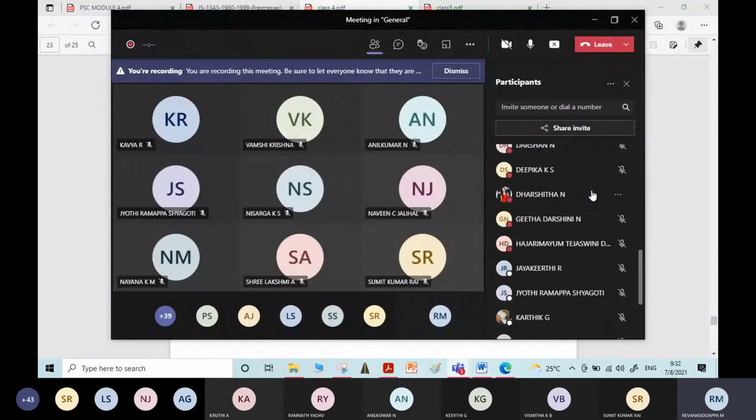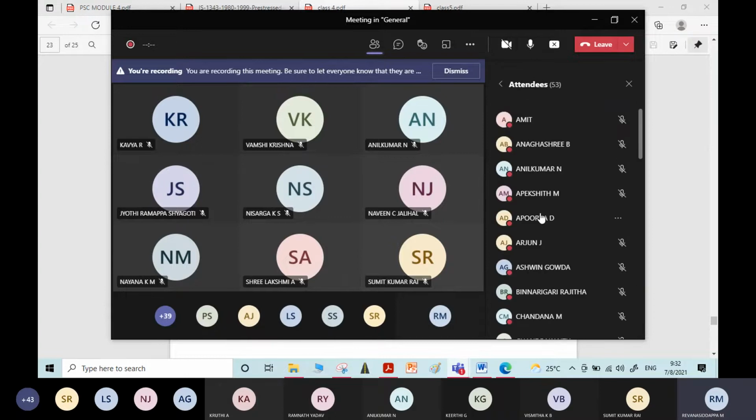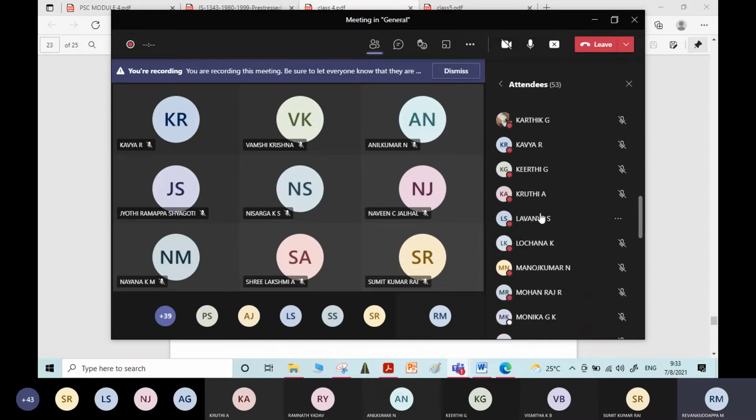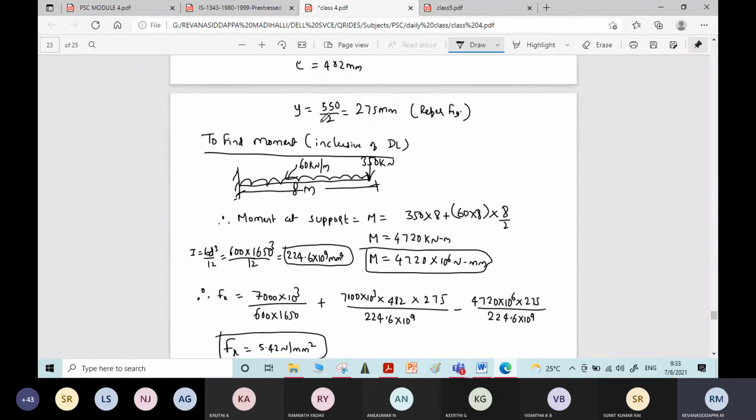Arjun, tell me the answer. Asha, Darshita, tell me the answer. Kruti, Kirti. Sir, 5.42 Newton per mm square. Yes, 5.42 Newton per mm square. Correct. Okay, then now we got fx.